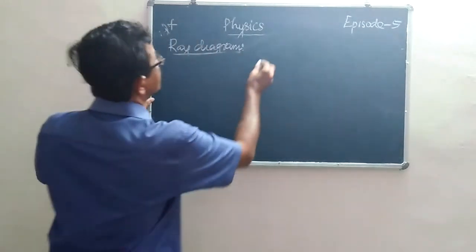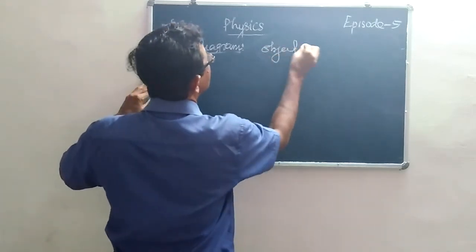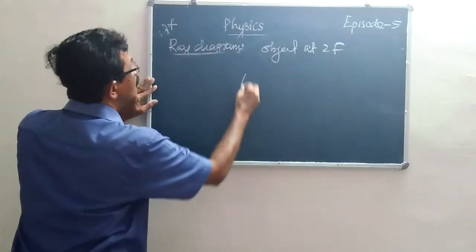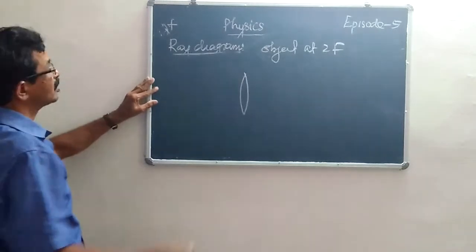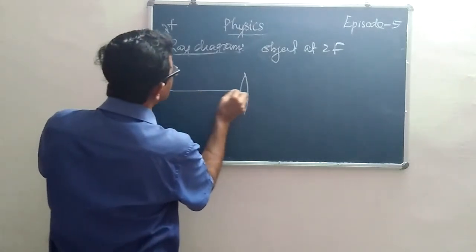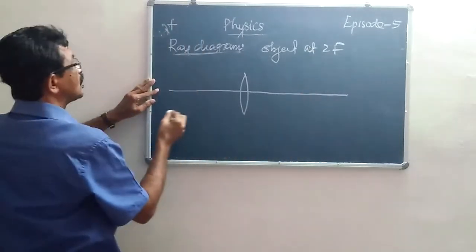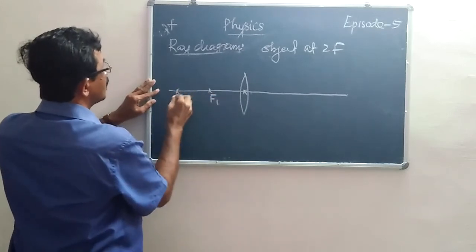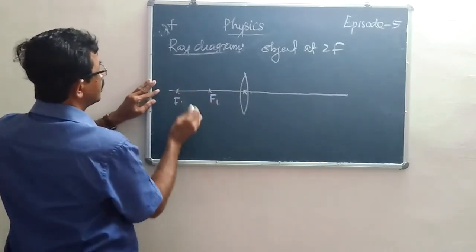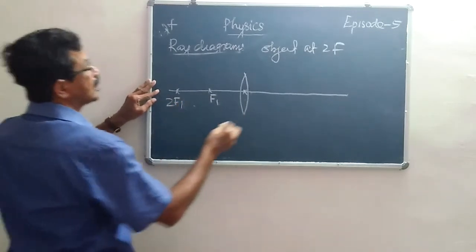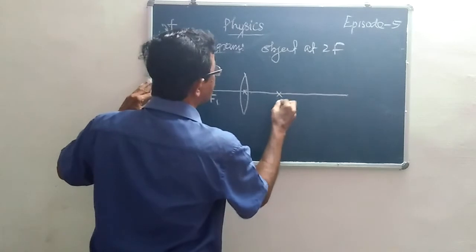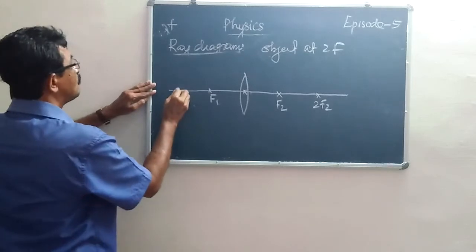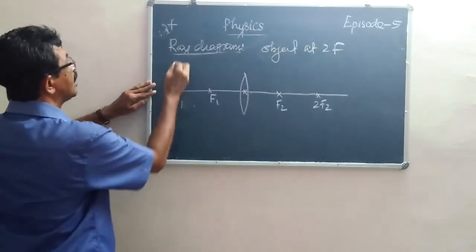Now the object at 2F. See, again, a convex lens. This is its principal axis. This focus F1, this 2F1, that is twice. Here, this side of focus we keep as F2, this is 2F2. Now, the object we placed here, its name we can give as AB.